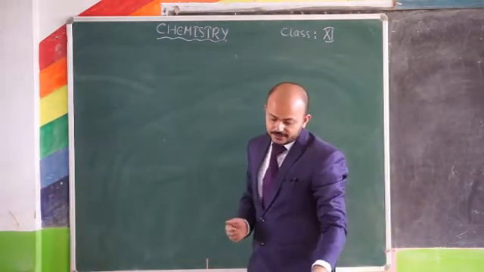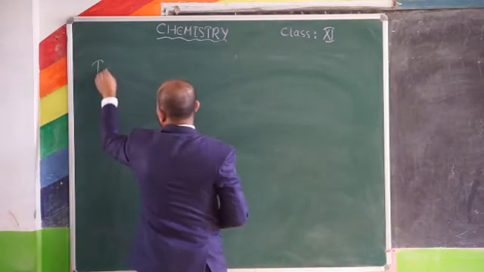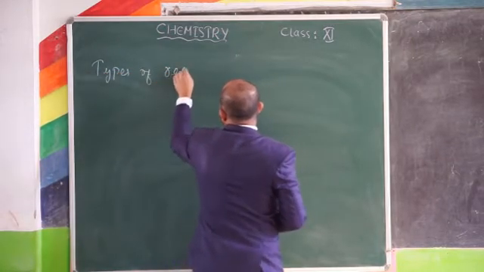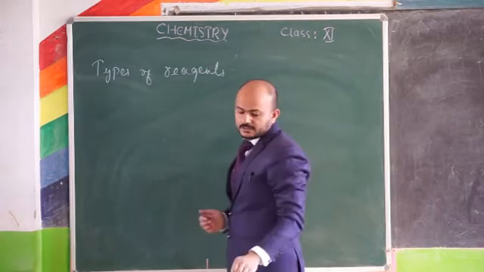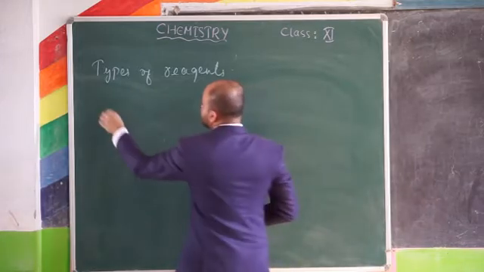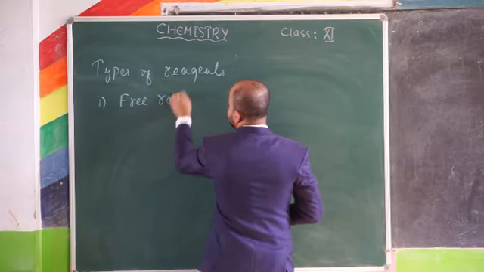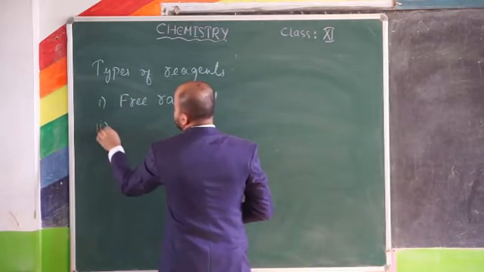Now, types of reagents. Let's discuss the types of reagents. Types of reagents could be mainly three types. Just now you saw it. Number one is free radical. The second one is electrophile.